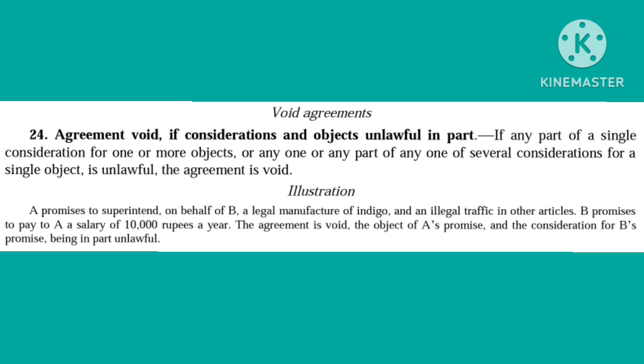Now, if we look at this illustration, A promises to superintend certain work of B, which includes a legal manufacture of indigo, but at the same time illegal traffic in some other articles. So, though a part of the object or the consideration is lawful, a part of it is unlawful, which includes illegal traffic in some other articles. So, the whole agreement in this case becomes void. As per section 24, even if a part of the object or consideration is unlawful, the whole agreement becomes void.